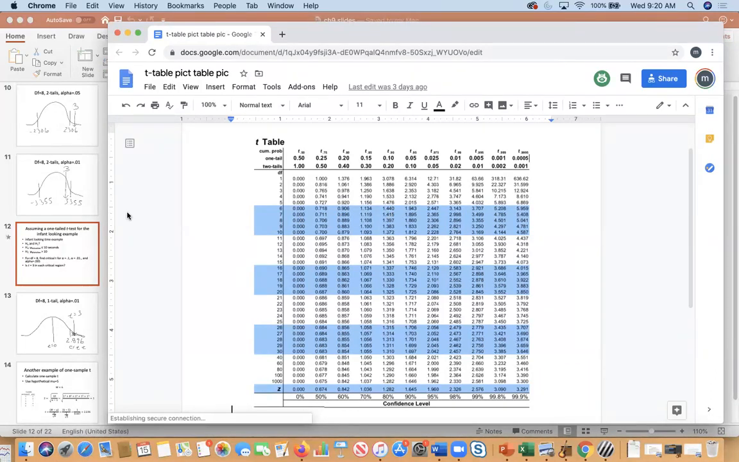Now let's go ahead. I want you to do the same thing, but do it for alpha equals 0.01. So it's still degrees of freedom equals 8. It's still a one-tailed test, but now we're going to go to alpha level equals 0.01. What is the critical T there?